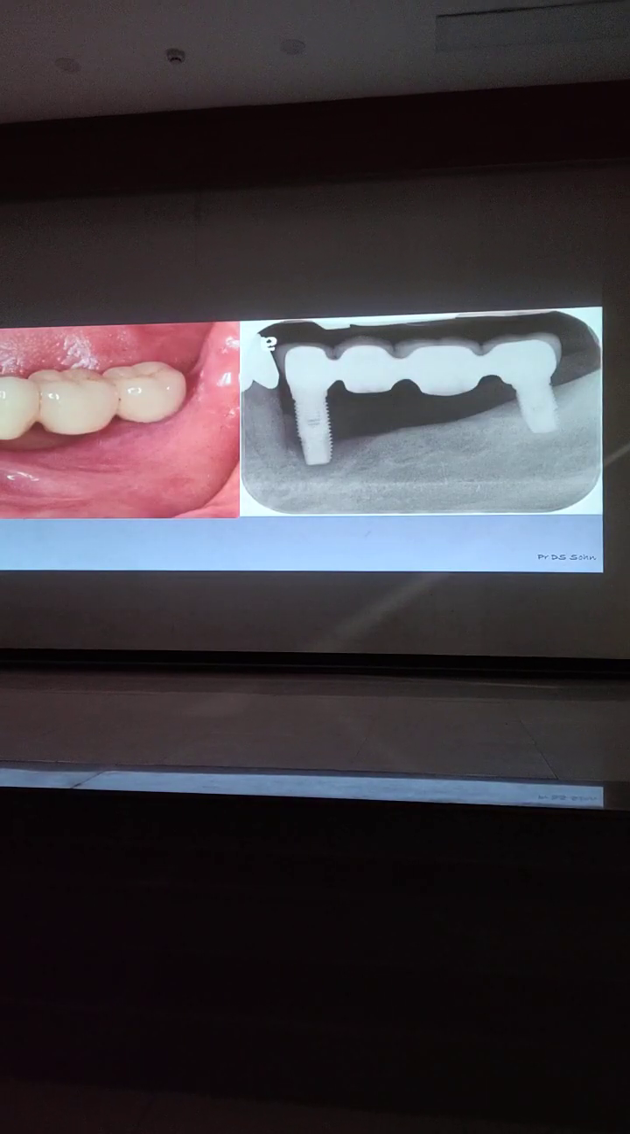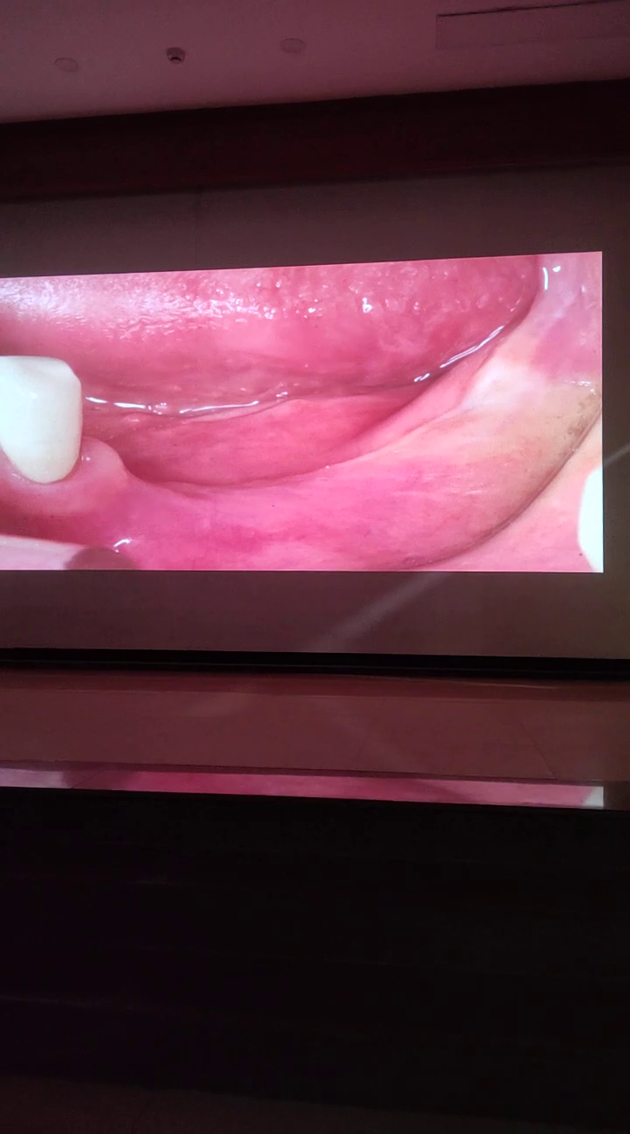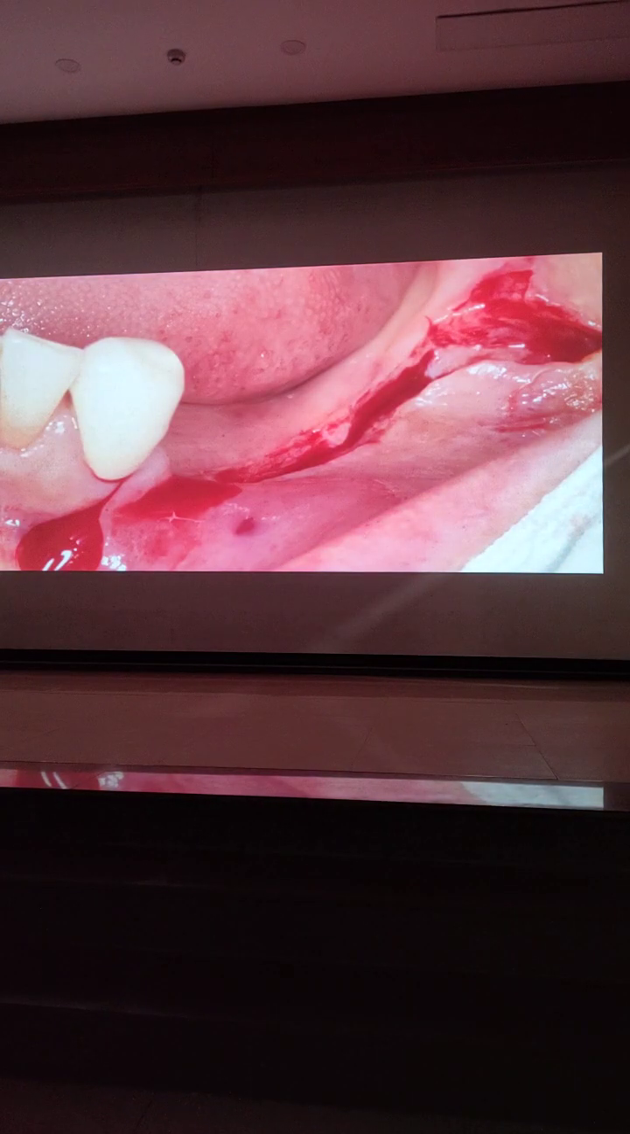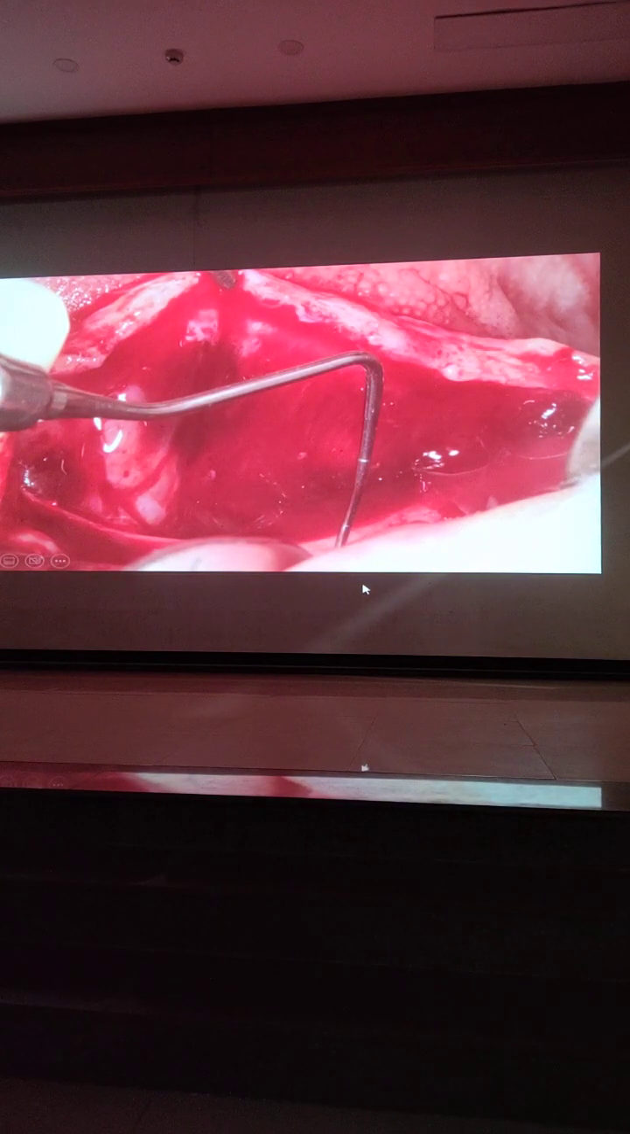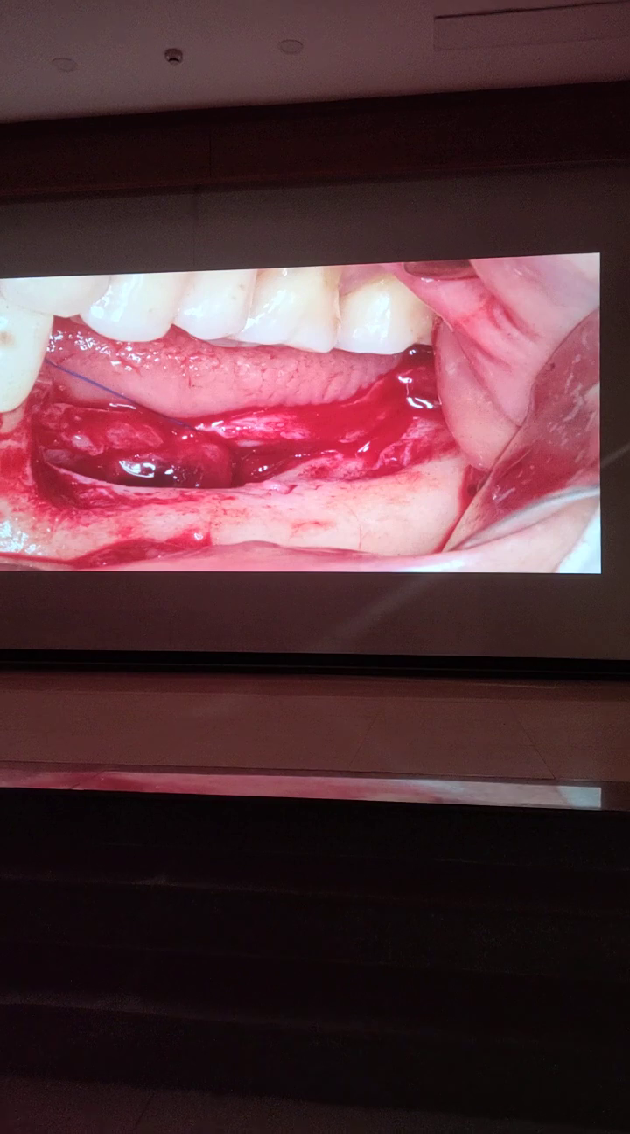Another case. This patient presented to me with a failing implant restoration. I removed this restoration and implant, and 6 weeks of healing was allowed. Before the incision was done, the lingual flap was released before implant placement, and the lingual flap is retracted with the suture.